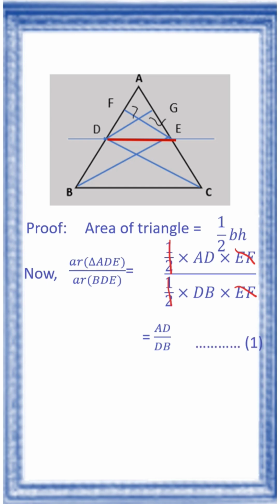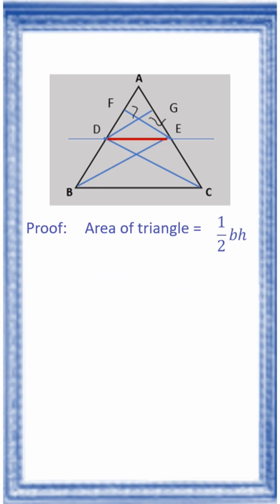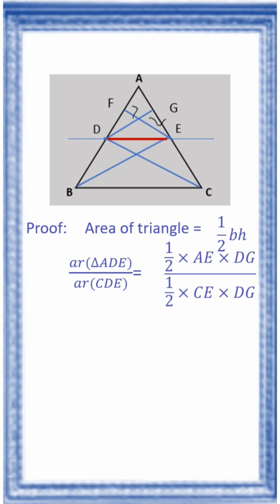Let this be equation number 1. Now the ratio of area of triangle ADE upon area of triangle CDE is equal to half into AE into DG upon half into CE into DG. Half and half in the numerator and denominator get cancelled. DG in numerator and denominator get cancelled. So area of triangle ADE upon area of triangle CDE is equal to AE upon CE. Let this be equation number 2.